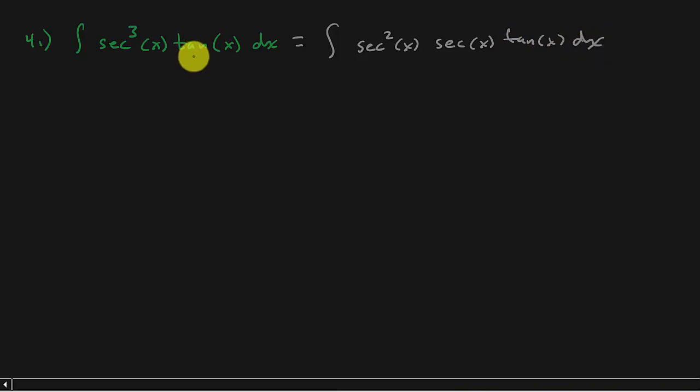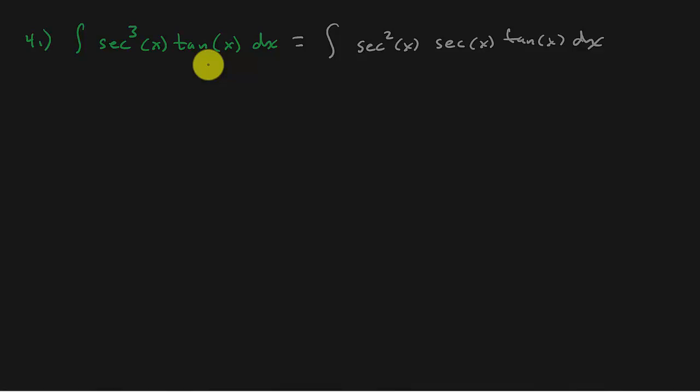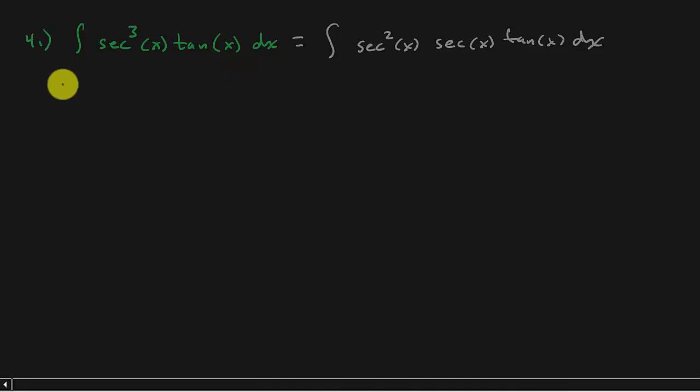Okay, it doesn't look like we saved a factor of tangent. Well, actually, we just wrote it down again. But let's look at it. Is there something I can let u equal, and then when I take the derivative of that, it works out for the problem? Well, let's see. If I let u equal secant x, we've got a secant squared here, so what would du be? Well, du is the derivative of secant, which is secant tangent.